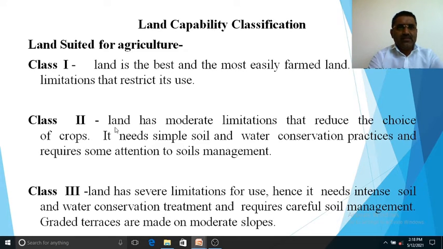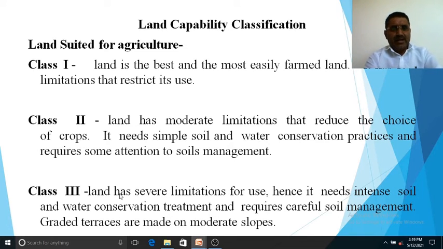Class second. Land has moderate limitations that reduce the choice of crops. It needs simple soil and water conservation practices and requires some attention to soil management. So this is also very familiar, but there is a reduction in the choice of crops.